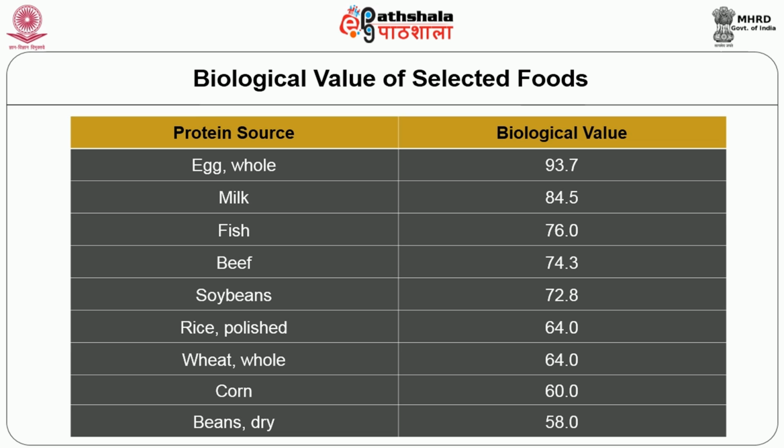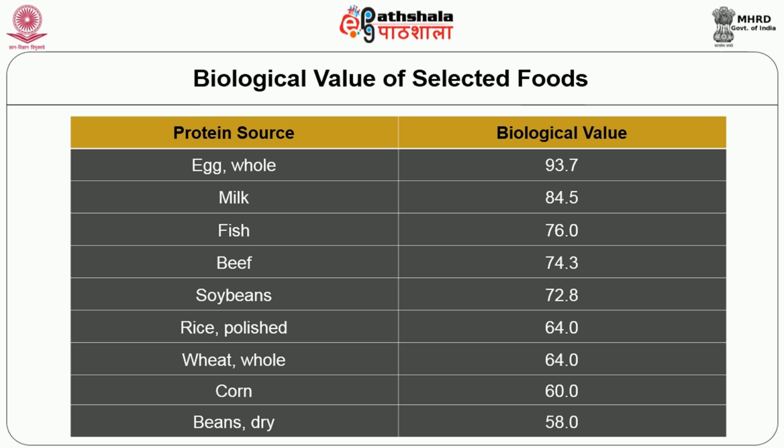So, the biological value also differs from animal protein to plant protein, but some of the plant proteins like soybeans are also on par with some of the animal proteins. Therefore, the quality of the protein is very important when we consider the protein source.